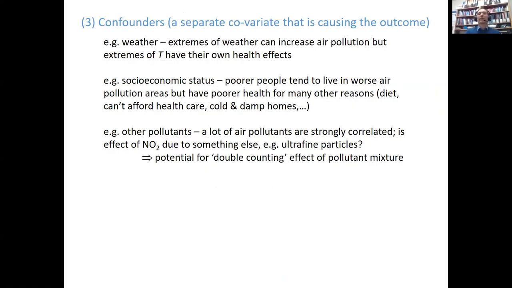Then we have the issue of so-called confounders in epidemiological studies. So a confounder is a separate covariate that is also causing the outcome of interest. So I've got three classic examples of confounding in air pollution studies, the first of which is weather. So extremes of weather can change air pollution levels. For example, high temperatures can lead to higher ozone levels, or low temperatures can lead to stagnant air and a buildup of things like nitrogen dioxide and particle pollutions.